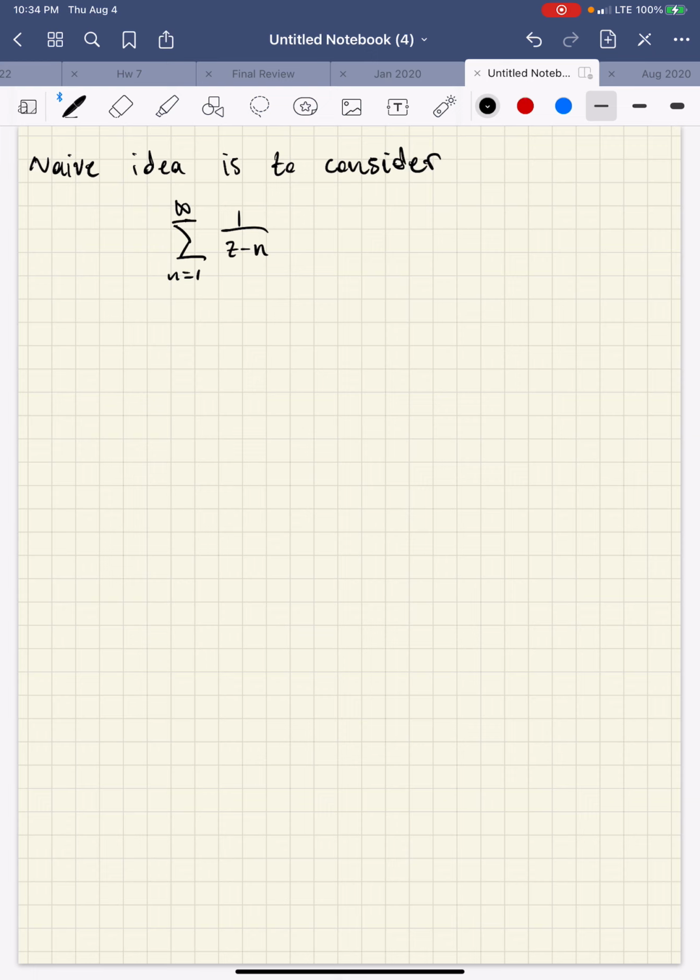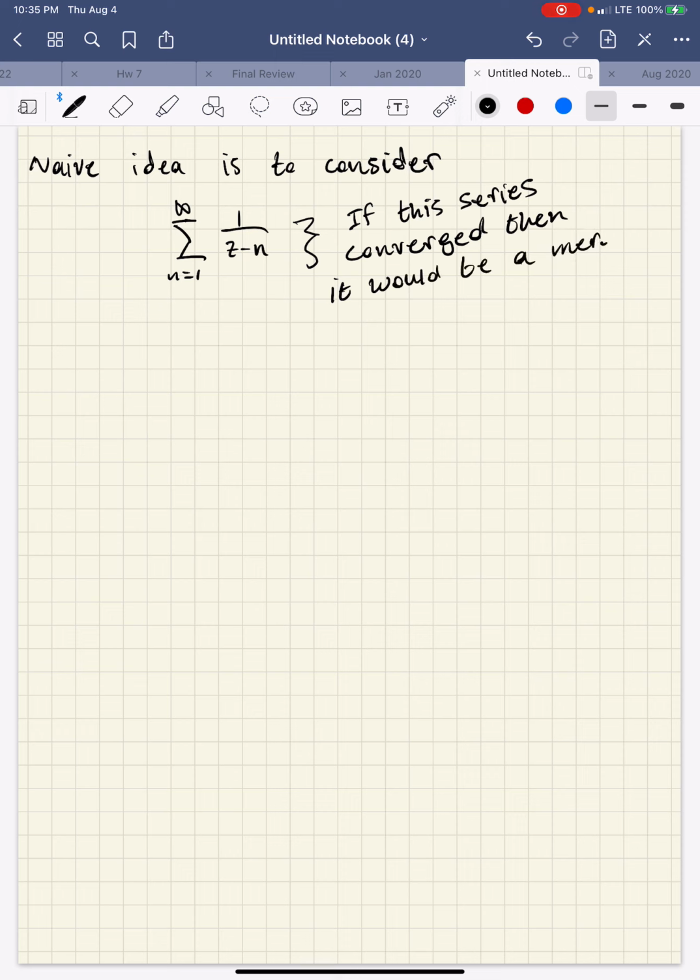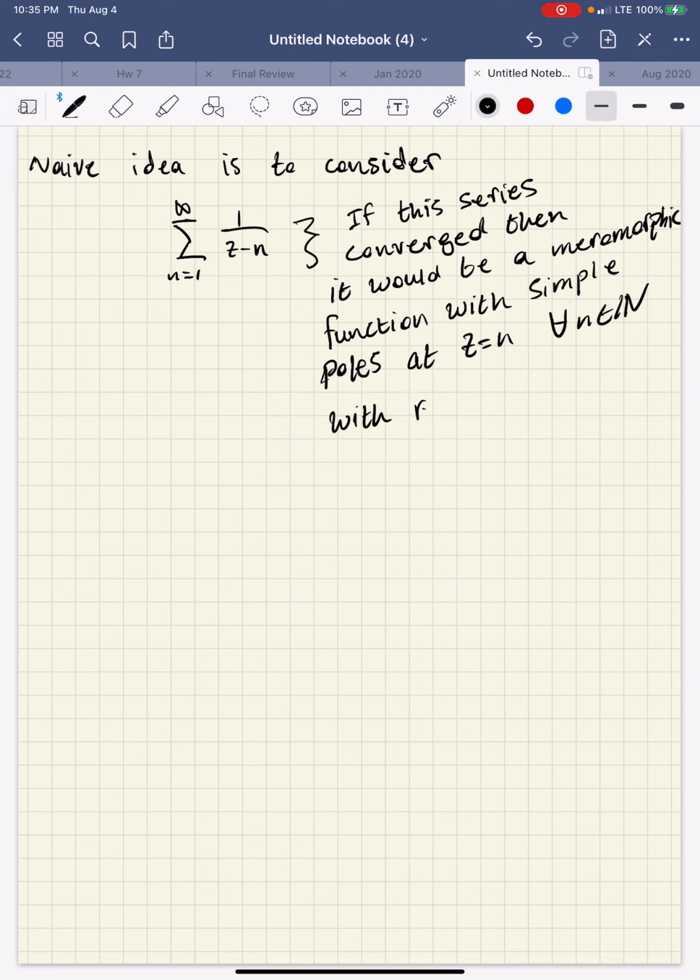And why is this the naive idea? Well, each of these factors has a simple pole at z equals n of residue 1. So if we just add up all of them from n equals 1 to infinity, if this series converged, then it would be a meromorphic function with simple poles at z equals n, for all n in the natural numbers, with residues all equal to 1.